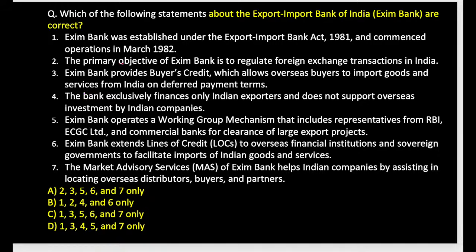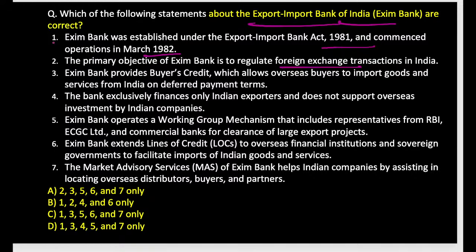Which of the following statements about Export Import Bank of India are correct? Does. The singular is DOE, doe, and its plural is does, D-O-E-S. So this is doe. I tried, guys, okay. Okay, C, maximum people are saying.